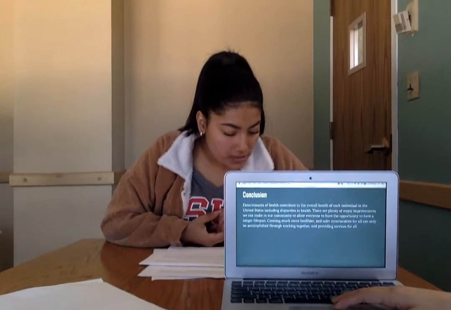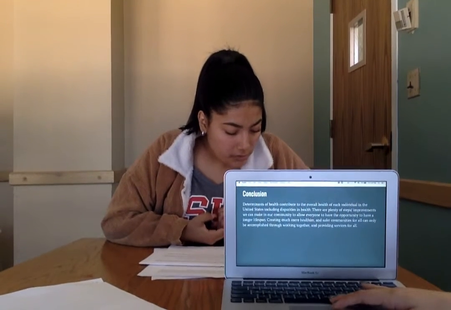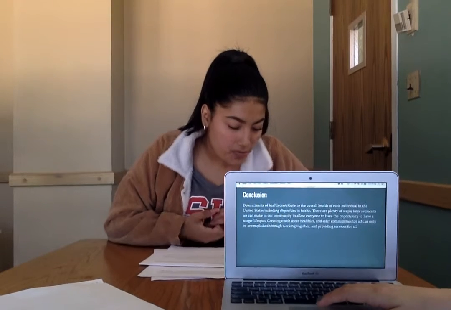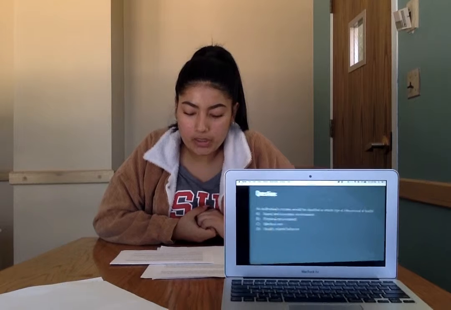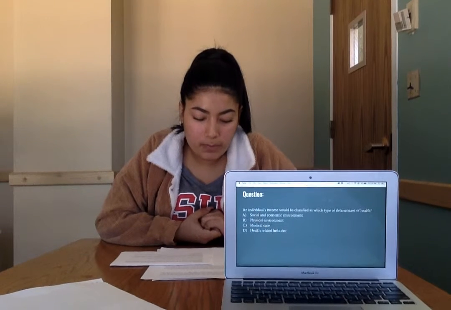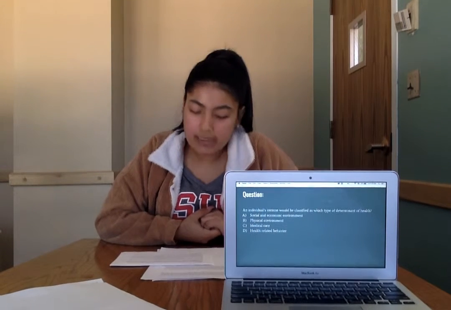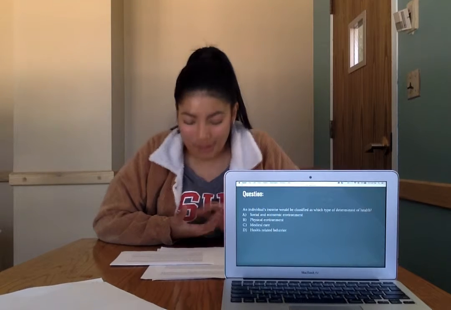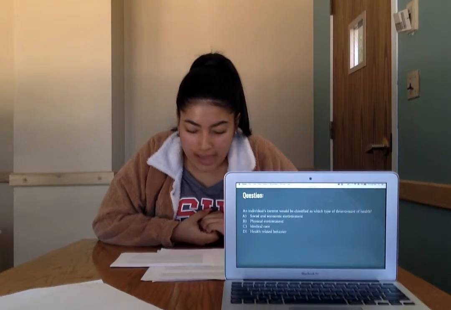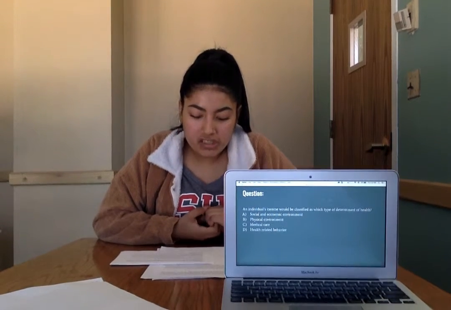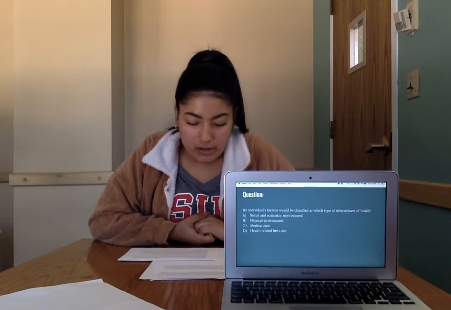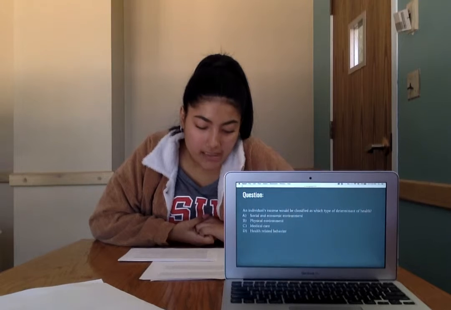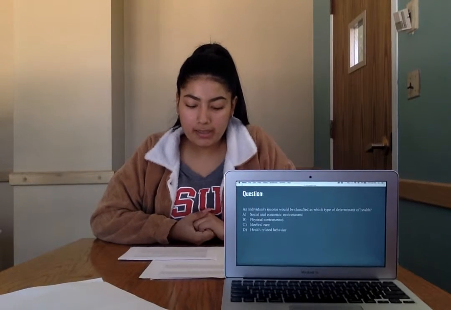Creating much healthier and safer communities for all can only be accomplished through working together and providing services for all. Although addressing the social determinants of health requires a broad range of actions that involve collaboration in multiple sectors, for example, education, justice, and employment, and local, provincial, and federal levels of government, physicians and other allied healthcare workers at the front lines of clinical care are nonetheless important players and potential catalysts of change.